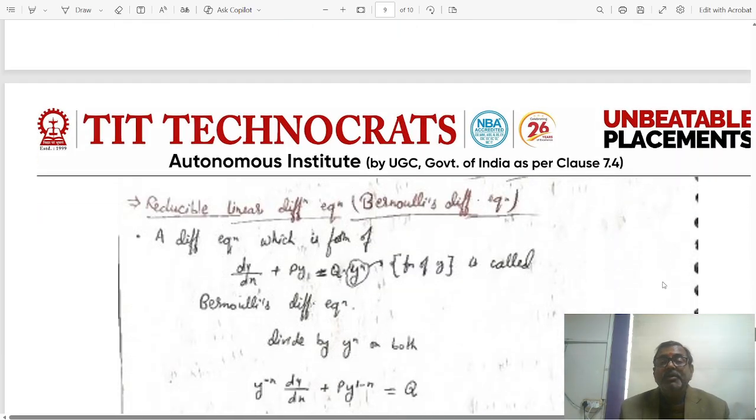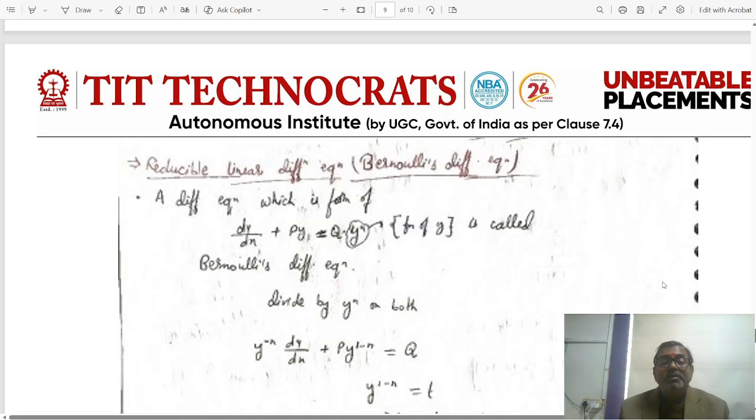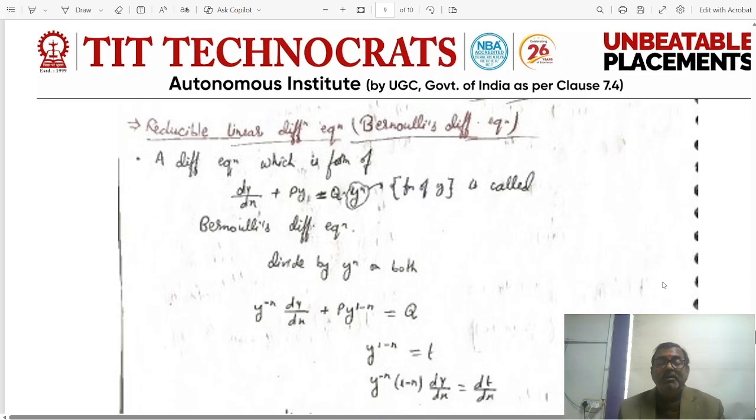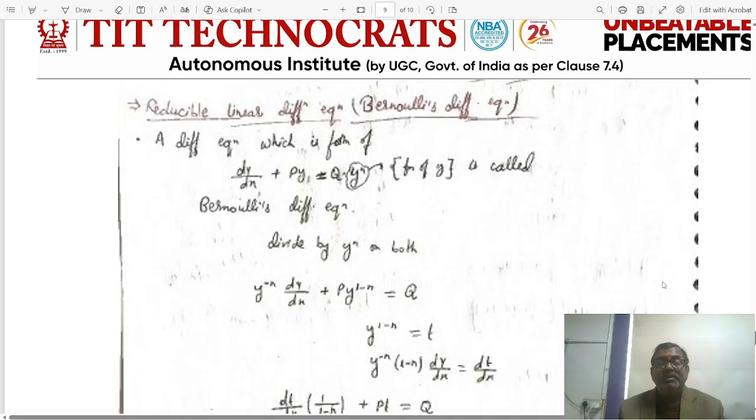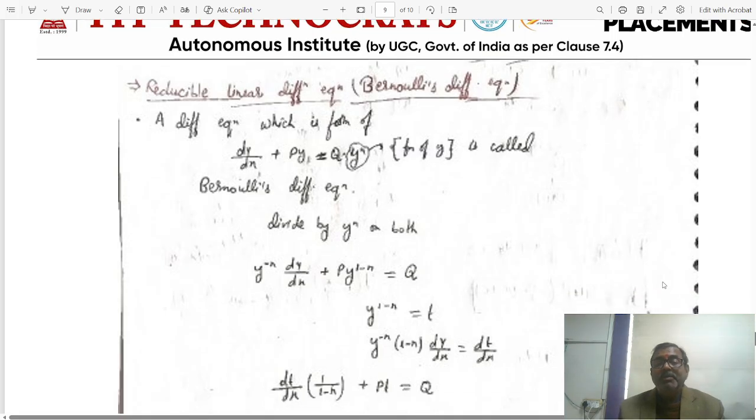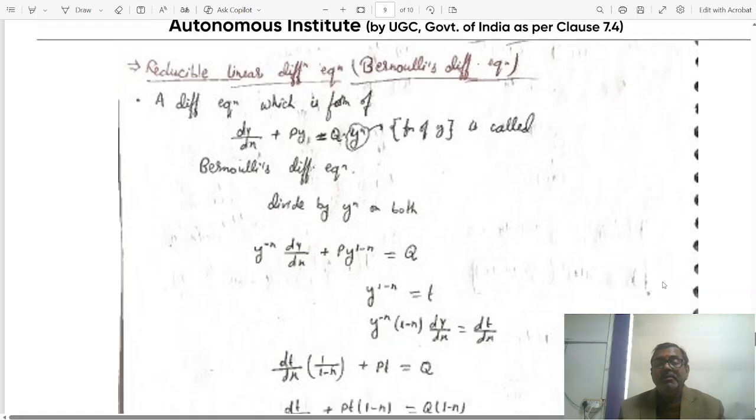Reducible linear differential equations. The equation of the form dy/dx + Py = Q y to the power n, where P and Q are functions of x. So first we divide by y to the power n on both sides. So we can write this as y to the power minus n dy/dx plus P y to the power 1 minus n equals Q.